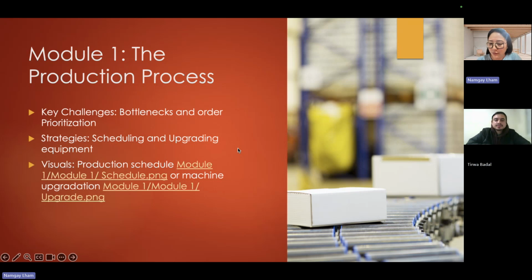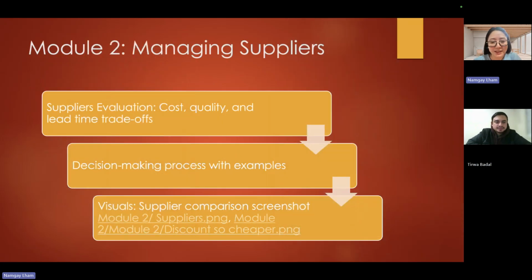The second game module required us to complete 6 contracts within a span of 15 weeks. The module mostly focused on managing suppliers. Managing suppliers was based on the cost, quality, and lead time trade-offs. Here we had to make decisions based on the supplier's cost of the material and also the discount offered on different order sizes or on the lead time.